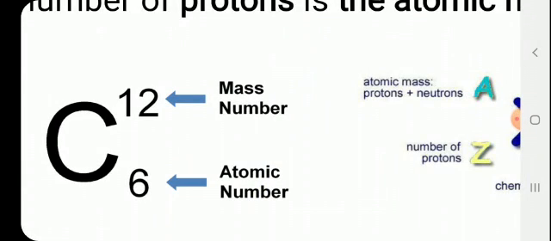Carbon has mass number 12 and atomic number as 6. Now can you tell me how many protons are there in carbon atom? Atomic number is 6, means 6 protons are present. Atomic mass number is 12. This 12 number means it is a sum of protons and neutrons.